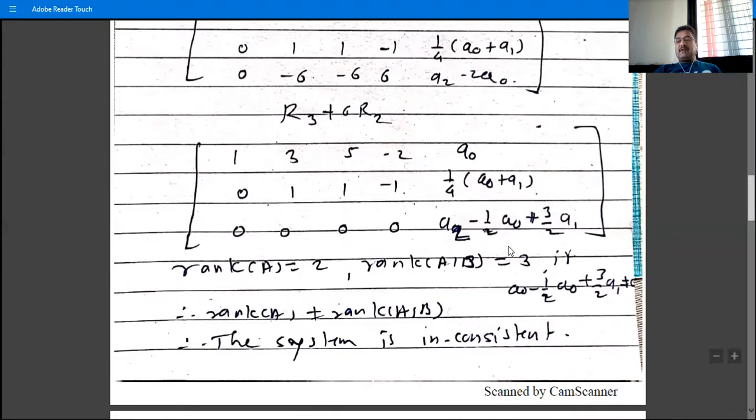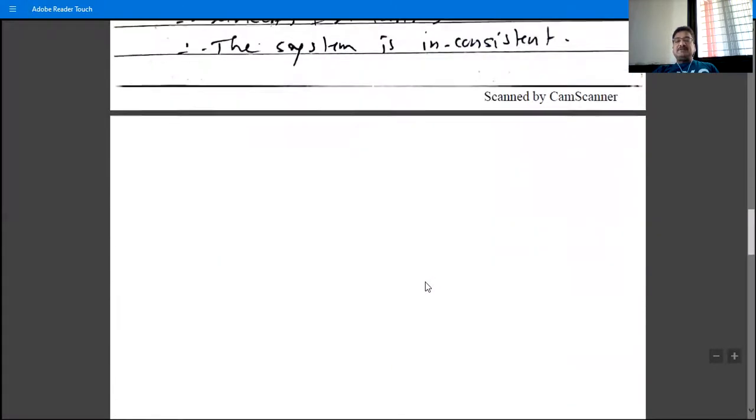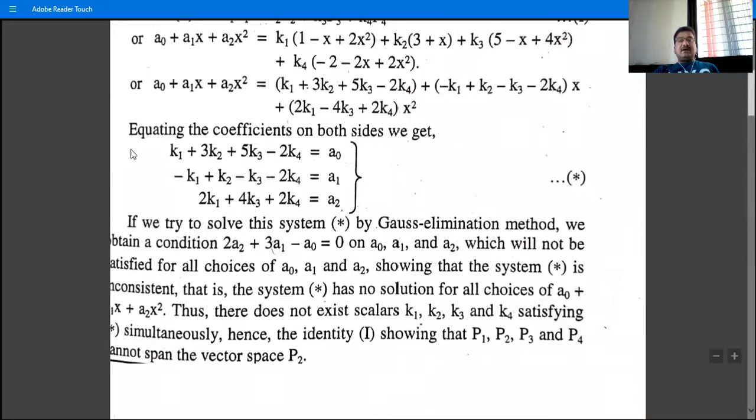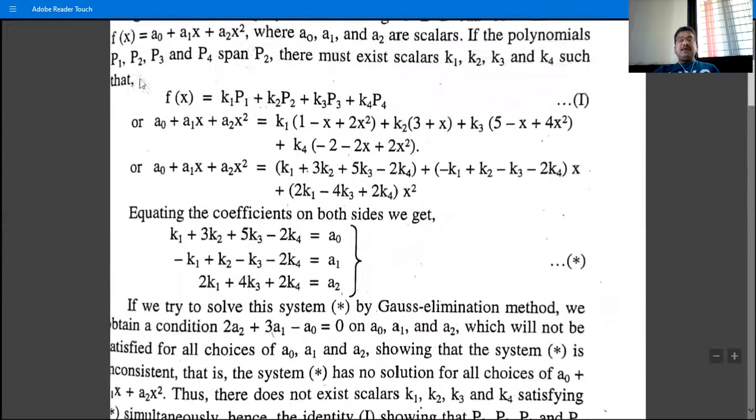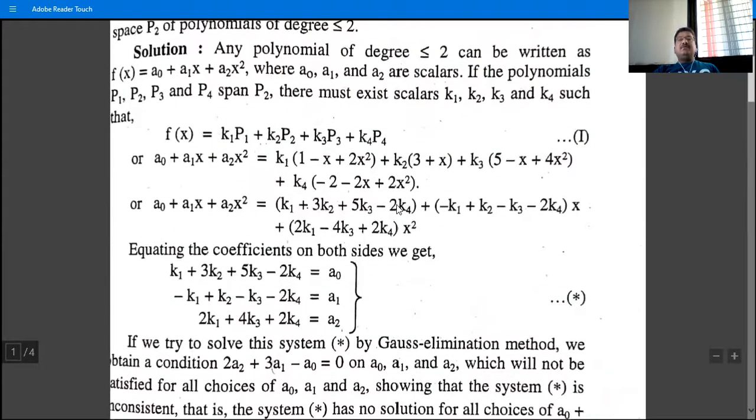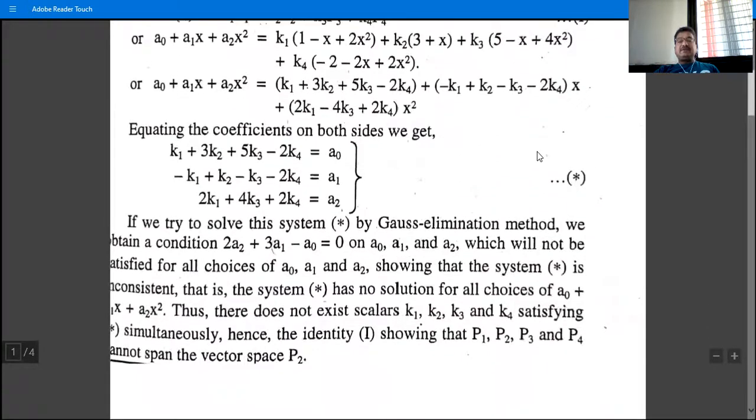So in the case where a0 minus 1/2 a1, a2 minus 1/2 a0 plus 3/2 a1 is not equal to 0, the rank of A is not equal to the rank of [A | B], and therefore the system is inconsistent. That is, k1, k2, k3, k4 satisfying this equation do not exist. It means f(x) is not a linear combination of p1, p2, p3, p4, and therefore we say that these 4 vectors do not span the vector space P2.